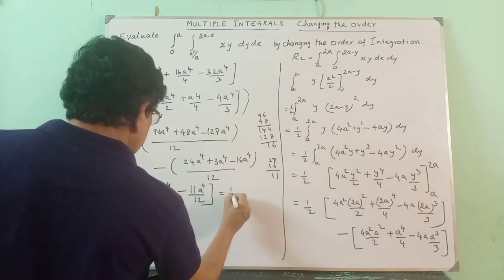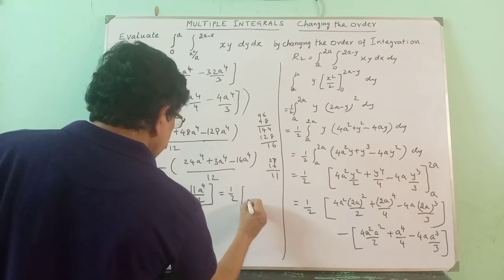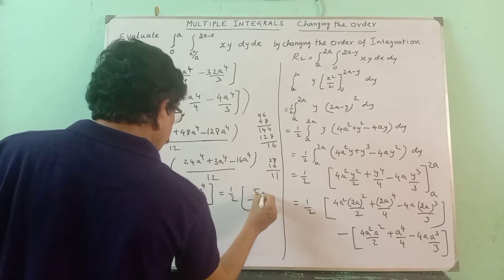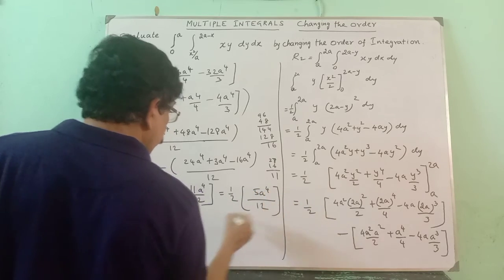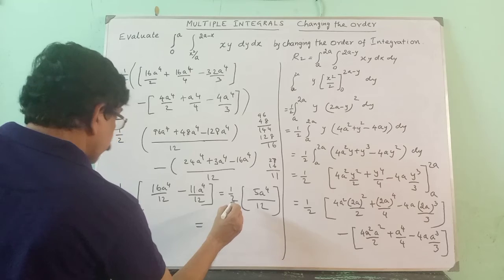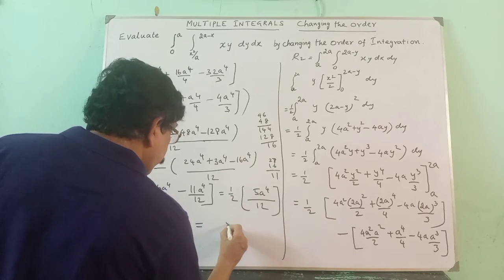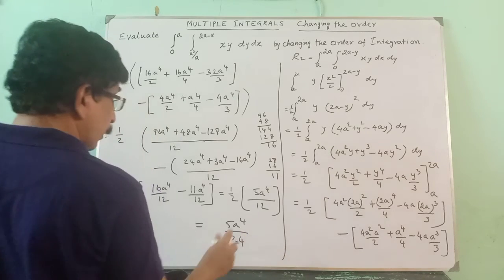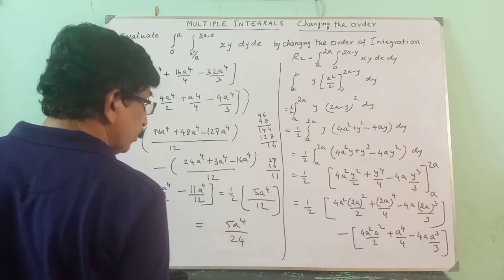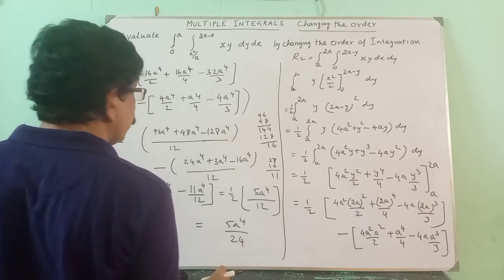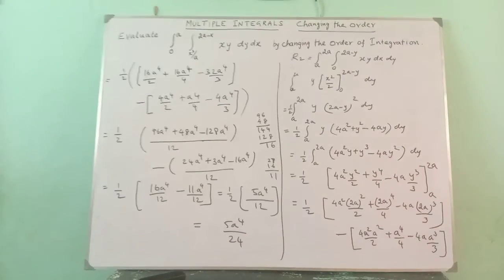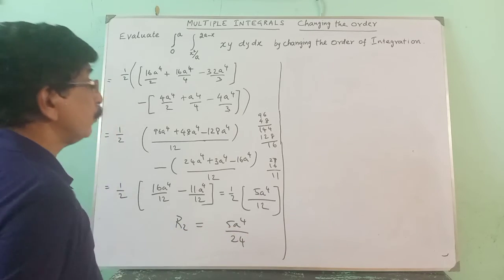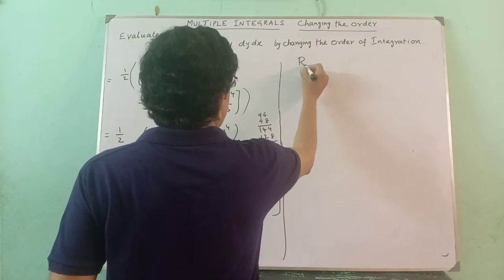Equal to 1 by 2, 12 is common: 16 minus 11 is 5 a power 4. 5 a power 4 divided by 24, since 2 into 12 is 24. So R2 is equal to 5 a power 4 by 24.